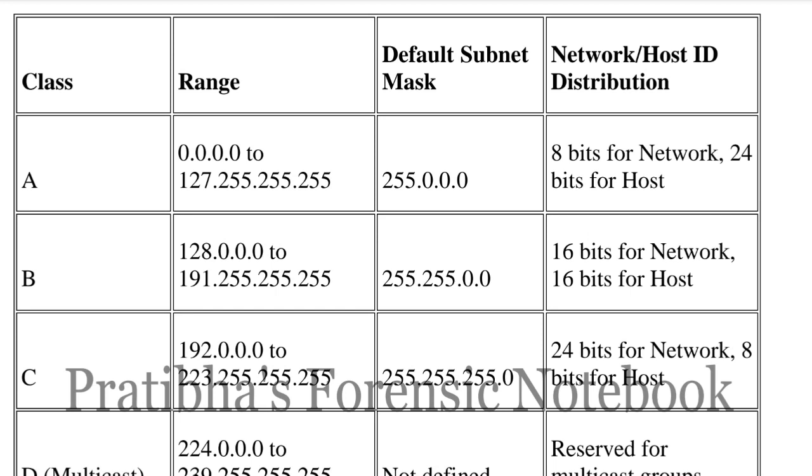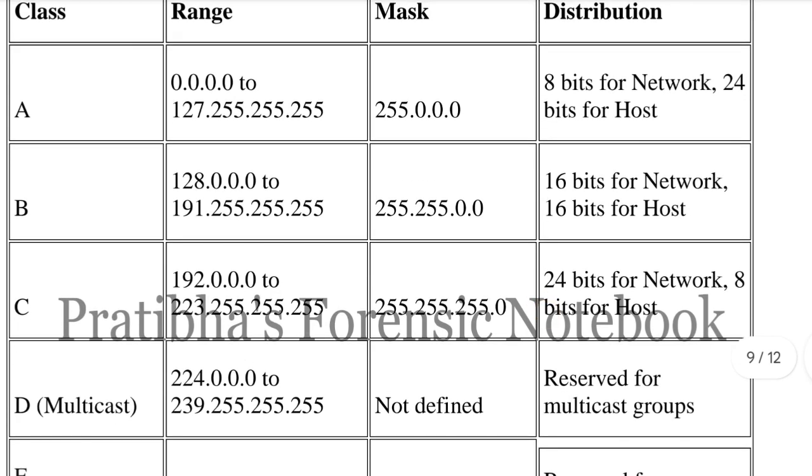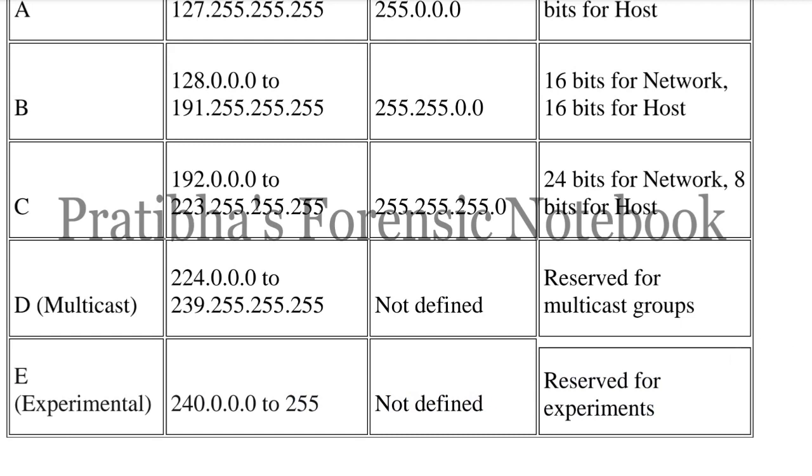So B has this range, so you can study this range, guys. Okay, you can remember this range. This is a very easy one. The last letters are the same for this, and D is used for multicast and E is used for experimental purposes.